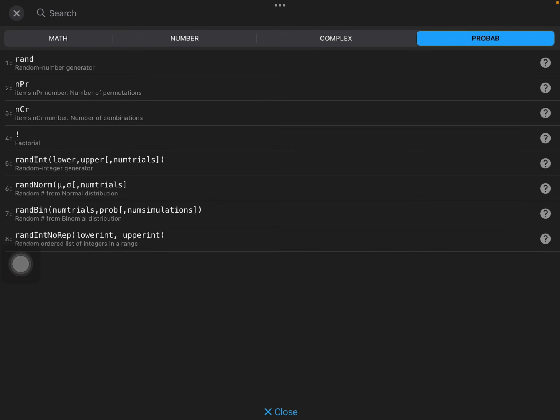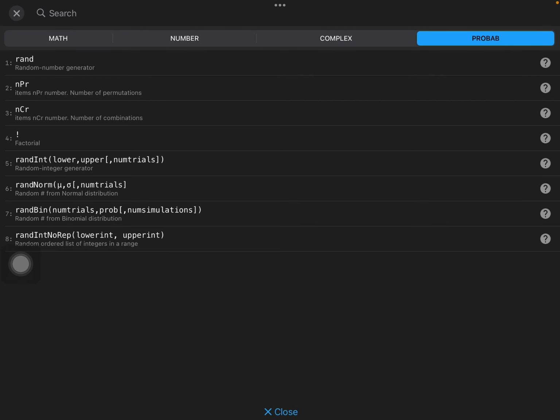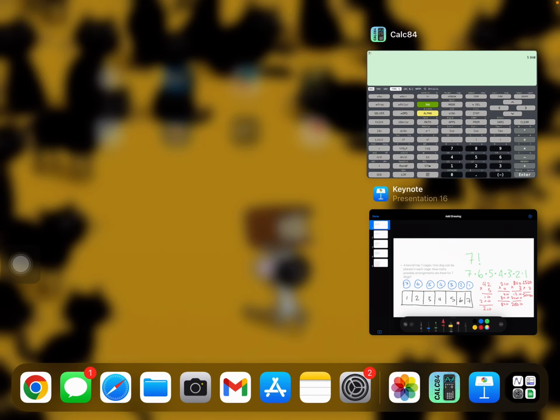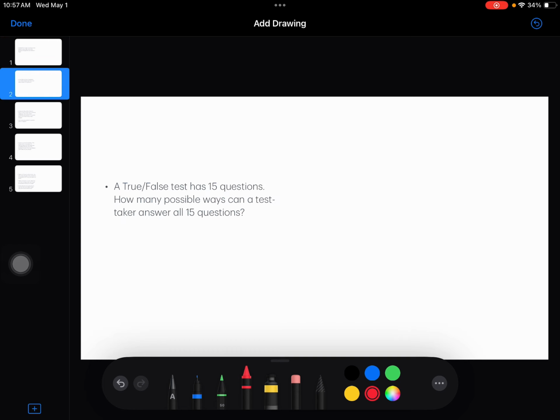Here on the TI-84, we go to the math button, and then over in the probability, PRB, part, and I'm just going to put 7 factorial, which is indeed 5,040. And so, can you believe it, with 7 cages, there are 5,040 possible arrangements for 7 dogs. They tend to grow rather quickly.